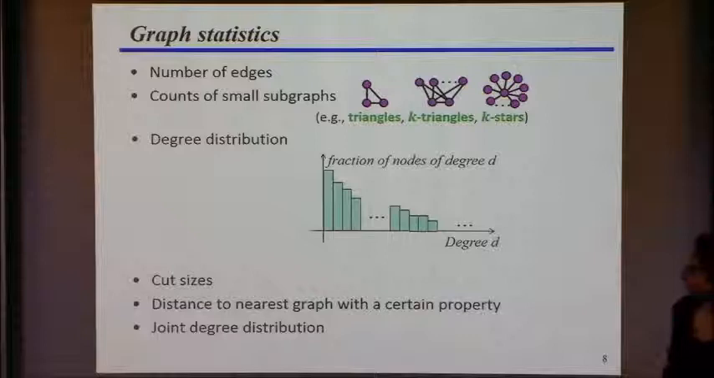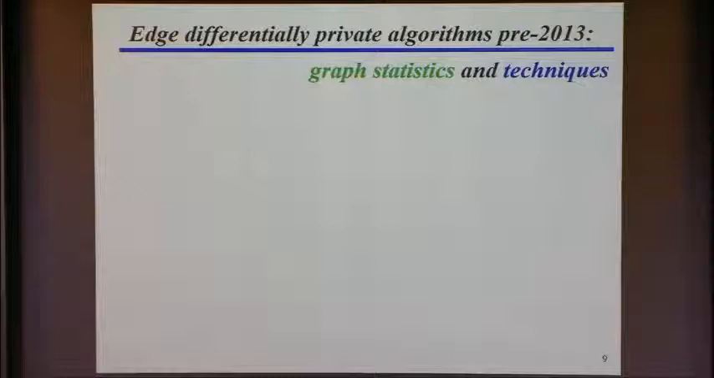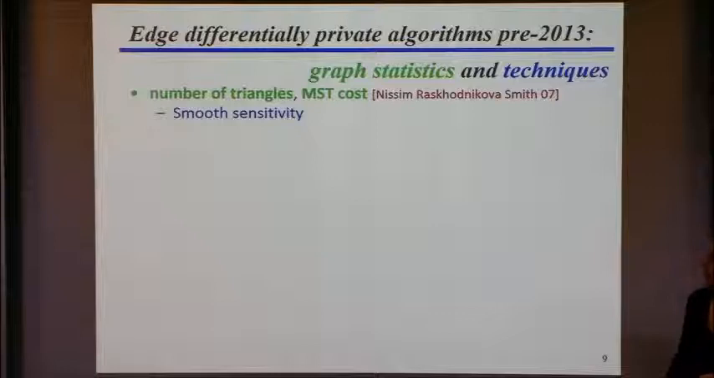So let me mention what was known. There's a number of papers that came out in 2003, and let me mention what was known prior to 2013. So these are edge differentially private algorithms before this year, and the graph statistics for which they work and the corresponding techniques that were used. So we knew how to release the number of triangles and the cost of the minimum spanning tree, and the technique there was smooth sensitivity.